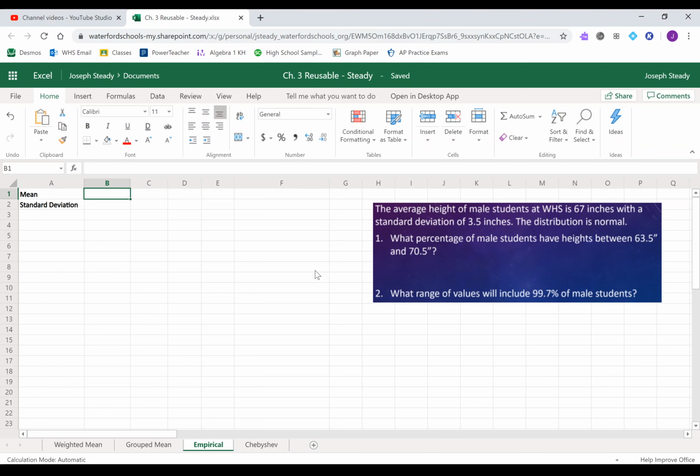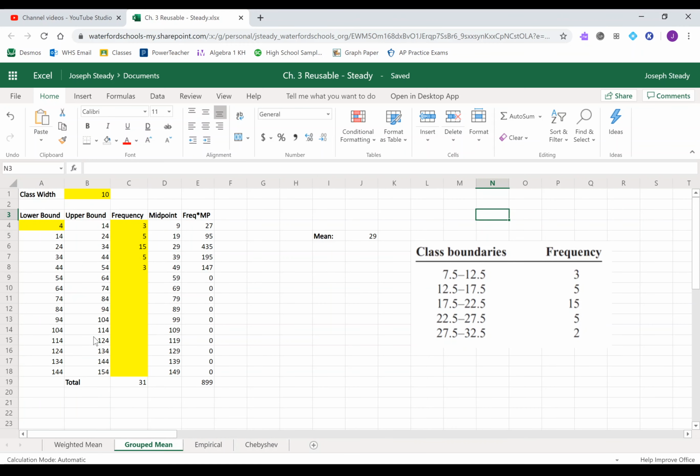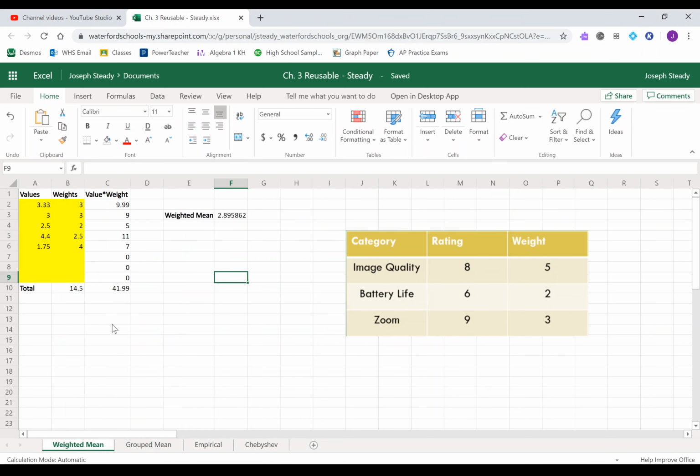In this video, we're going to go over how to set up an Excel spreadsheet to help us do some calculations involving the empirical rule. Now, the first thing I want to point out before we do any math is that I am again in the Chapter 3 reusable spreadsheet that we already started making a couple of classes ago. What that means is that I am in the same spreadsheet where I made my grouped mean calculator and where I made my weighted mean calculator.